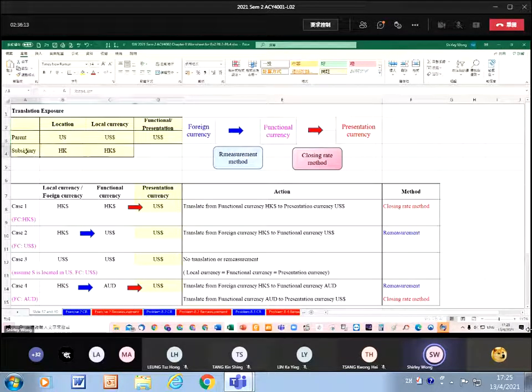And then we have a subsidiary, and the subsidiary is located in Hong Kong, and this subsidiary's local currency is Hong Kong dollar. So usually the question will give you this information. And then at the requirement part, they will tell you that finally, this Hong Kong company will choose what kind of currency as their functional currency and presentation currency. And then you need to think about what method they are going to use.